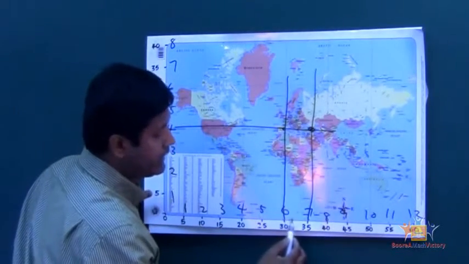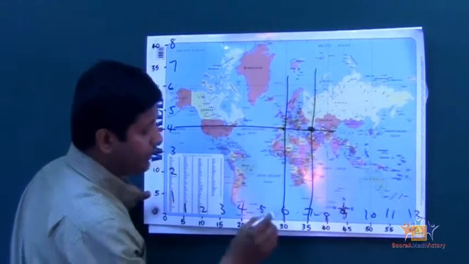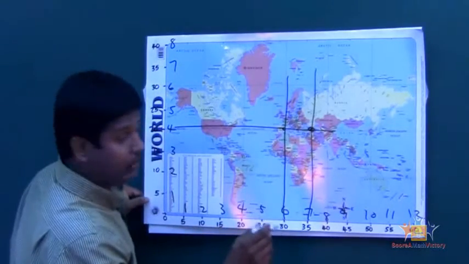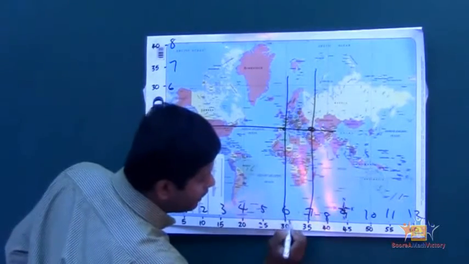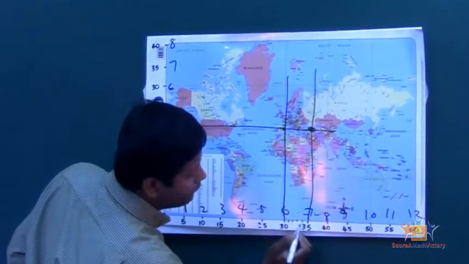From 30 and 35. That's why I put 30 and 35. That's why I increased the scale from 6 and 7. I put 30 and 35. Now I can have 31, 32, 33, 34, 35.